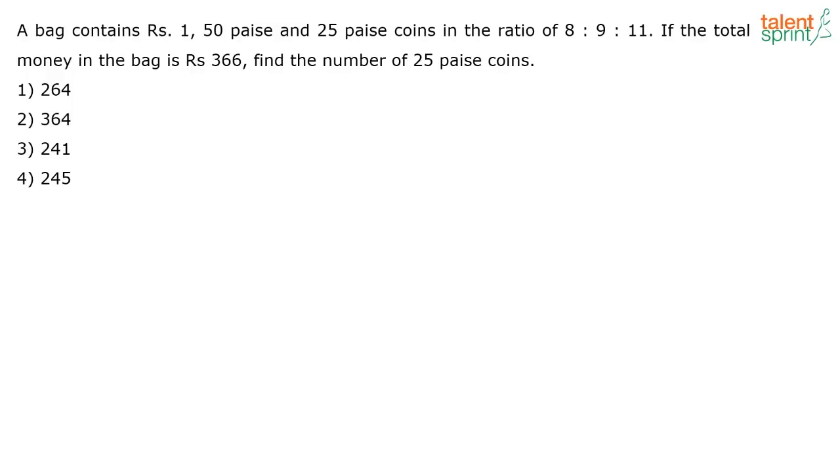See what is given here. It is given that a bag has 1 rupee, 50 paise coins and 25 paise coins in the ratio 8:9:11. What is the normal way in which you will do? You will assume that there are 8x 1 rupee coins, then there are 9x 50 paise coins, and there are 11x 25 paise coins. Now what are they saying? They are saying total money in the bag is 366. So either you have to convert everything in terms of rupees or everything in terms of paise and then solve.